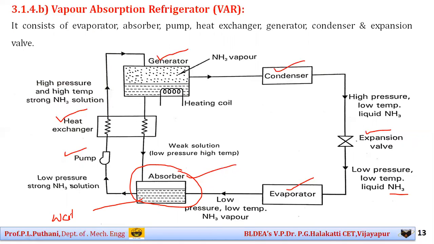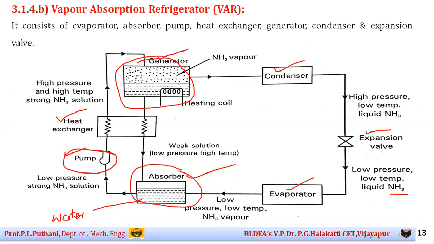In this absorber container, the water mixes with the ammonia vapors to form a strong ammonia solution, and this strong ammonia solution, with the help of a pump, is pumped to the generator, where by the pumping action itself the pressure is raised, and this strong ammonia solution comes and is dumped in this generator.